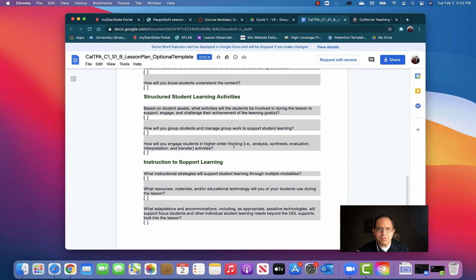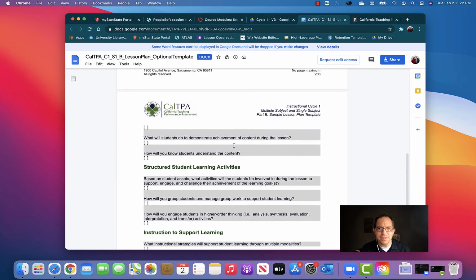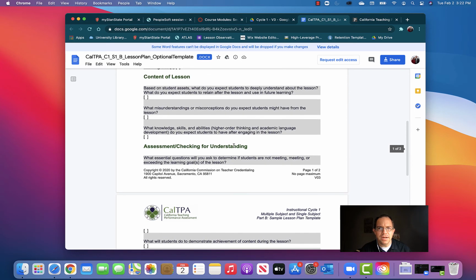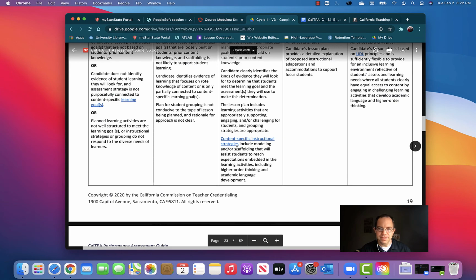Where was the academic language one? I know that we just saw that. Sorry that I'm getting off course here. Oh, here we go. There's where it was. So under the content of the lesson, right? So they'll look for that. They'll look for those content-specific strategies that include higher order thinking and academic language under this box. So again, look at that box and compare it to this.